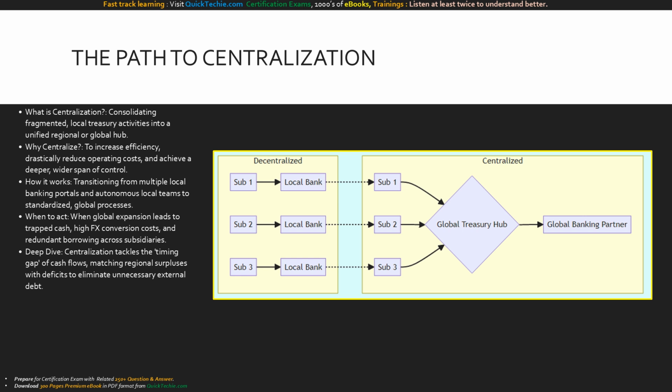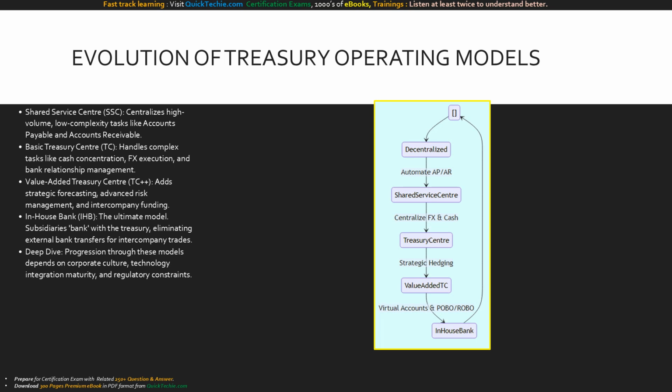Notice how subsidiary 1, 2, and 3 now route their financial requirements directly into a central node, the global treasury hub. This hub acts as the brain. It aggregates the cash positions, nets the exposures, and then interfaces with a single or a streamlined set of global banking partners. This architecture is the secret to unlocking massive cost savings. By routing through the hub, we eliminate redundant bank fees, leverage economies of scale, and gain absolute, real-time control over our global cash position.